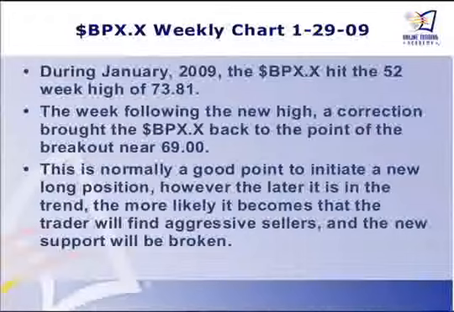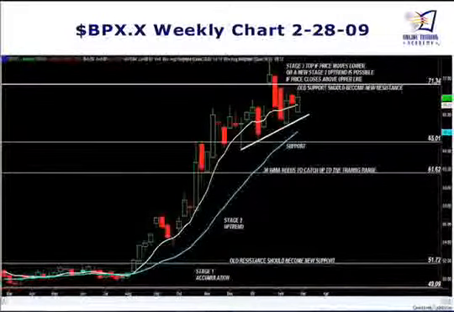So during January, the British pound actually made the 52-week high at the time, the dollar versus the pound, and the following week correction brought us back down to the breakout point at 69. So we went all the way to 70, almost 74, pulled back to 69. But notice I said this is normally a good point to initiate a long position. However, and this is important too, the later a trend goes, the more likely that you're going to find the aggressive sellers. And that first new support level has got to be broken before you can start a new downtrend. And that's actually what happened.